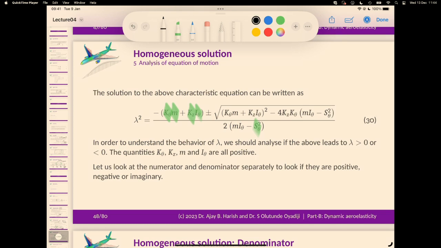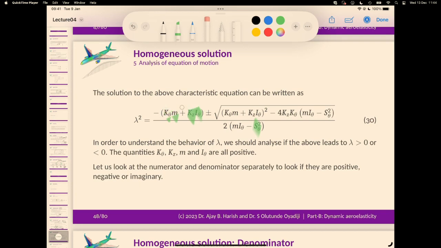But collectively, we don't know if lambda is going to be greater than zero or less than zero or equal to zero. Is it going to be real or imaginary? We don't even know. Forget greater than or less than zero. By saying that, we are saying that lambda should be real. But we don't even know if lambda is going to be real or imaginary.